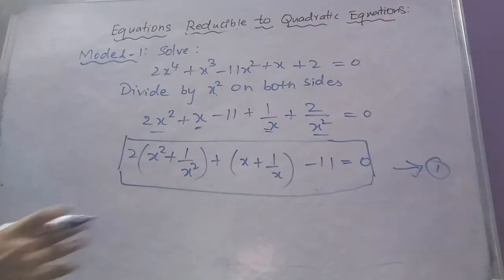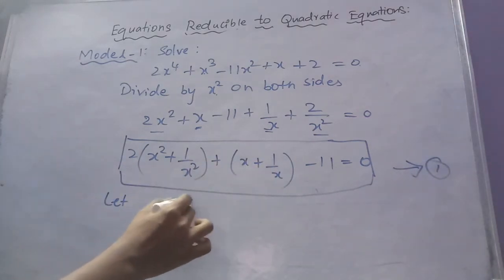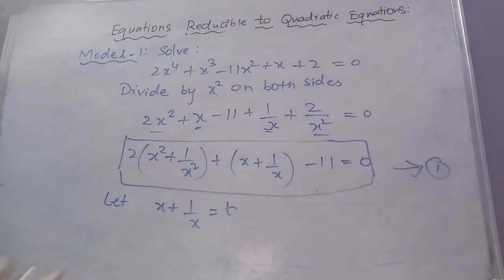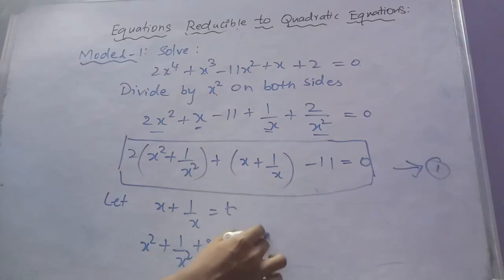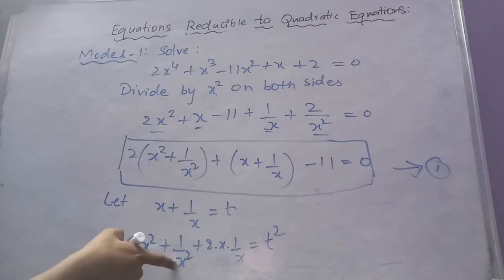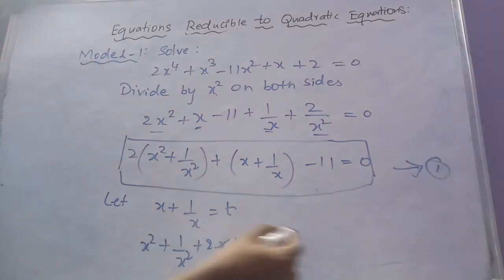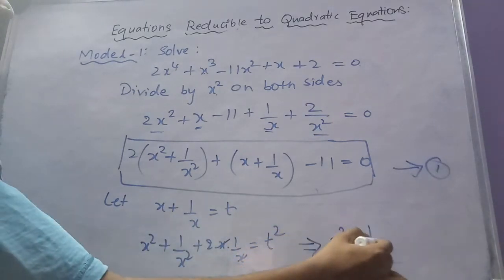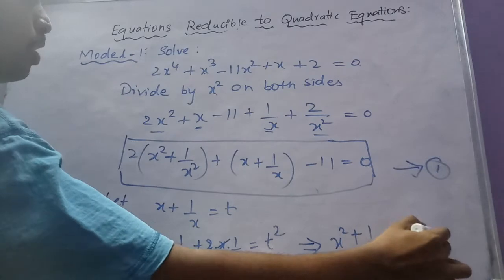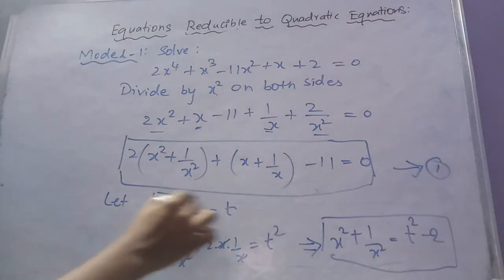So how I am going to proceed means I will take x plus 1 by x as t. So let x plus 1 by x is equal to t. Now if I do squaring on both sides, what will you get? x square plus 1 by x square plus 2 into x into 1 by x equal to t square. Left side I have used a plus b whole square expansion: a square plus b square plus 2ab. So x and x will get cancelled. From this, can I say that x square plus 1 by x square is equal to t square minus 2?